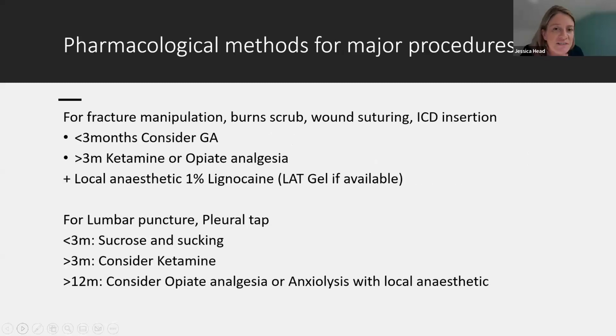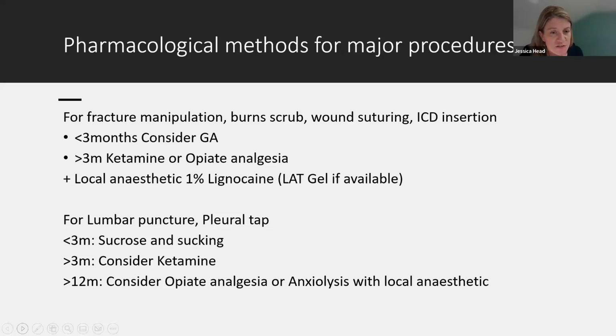And then the more major procedures that we do in the emergency department frequently, like wound suturing or drain insertion, fracture manipulation, burn scrubbing, we obviously need some stronger analgesia for these procedures. And for the small babies under 3 months, for those really quite major procedures, you might even want to consider a general anaesthetic, or you could use ketamine or an opiate analgesia.